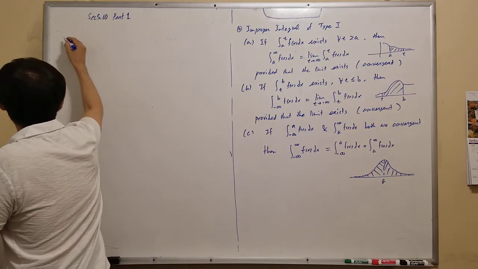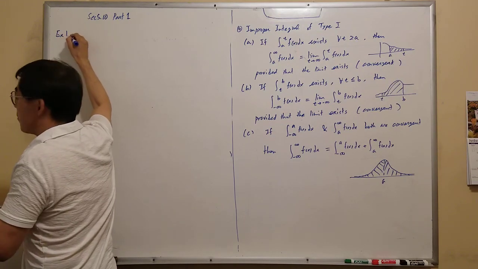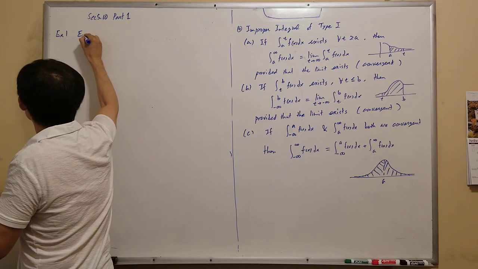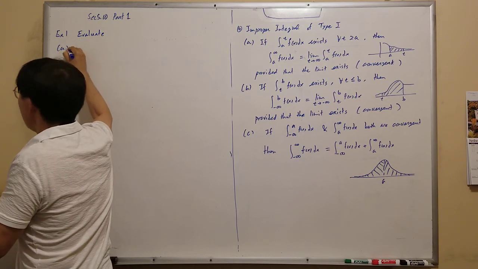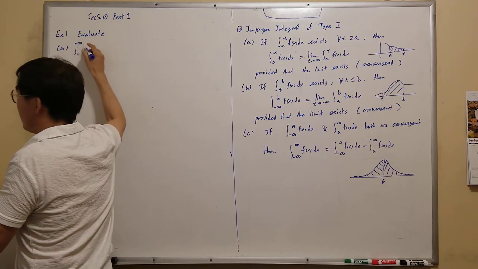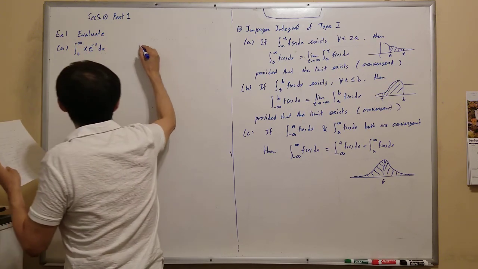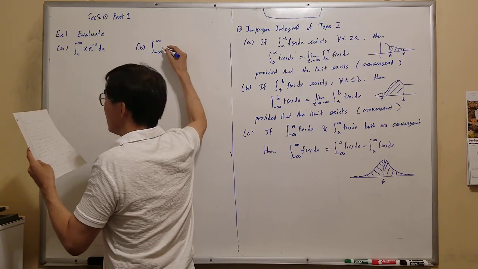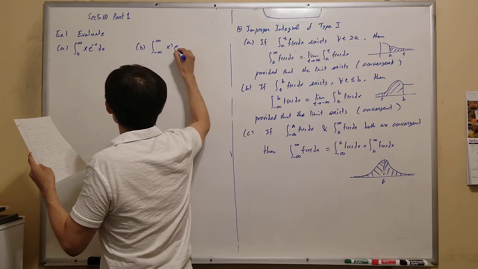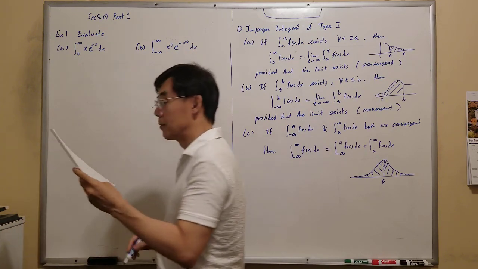Example 1. Evaluate A, the integral from 0 to infinity of x times e to the minus x dx. B, the integral from minus infinity to infinity of x cubed e to the minus x to the fourth dx.